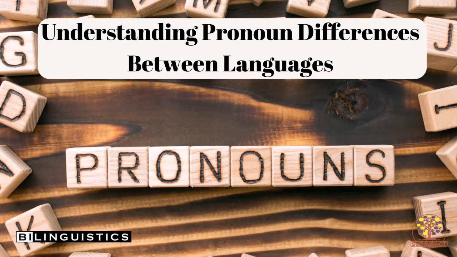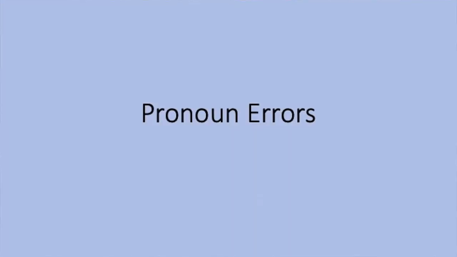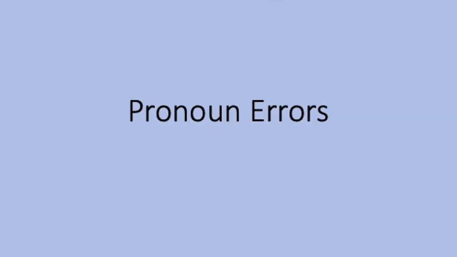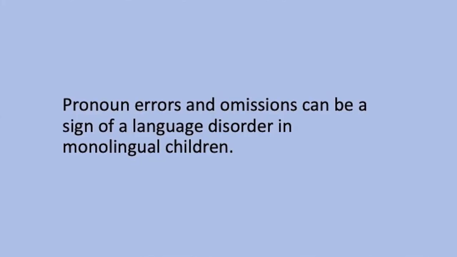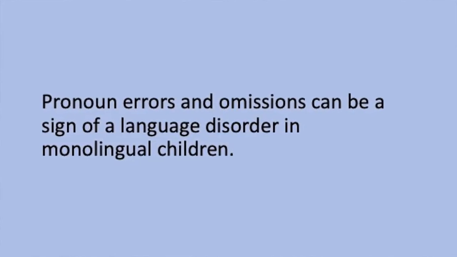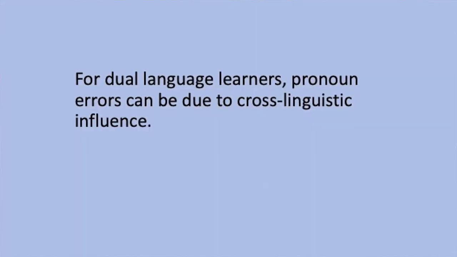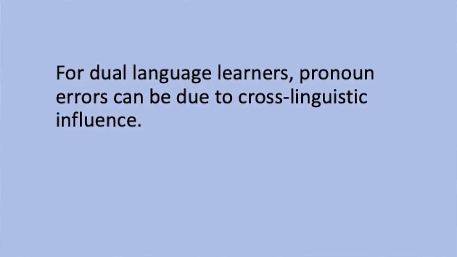In this video, I'm covering one of the common errors that speech-language pathologists make when evaluating and reporting on the speech-language skills of bilingual students. We're talking about pronoun errors here. When monolingual children omit pronouns and make frequent pronoun errors, that can be a sign of a language disorder. When it comes to dual language learners, however, pronoun errors can simply be cross-linguistic patterns influenced by the native language.